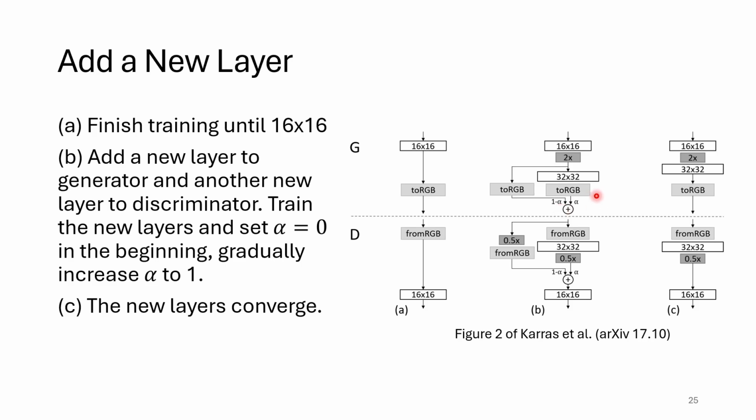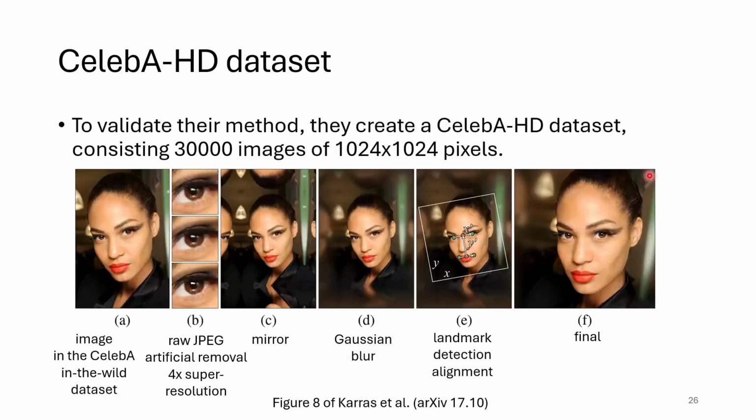What does it mean? It gradually updates the parameters in the 32 by 32 layers. That's the reason this is called Progressive GAN, because they train those parameters in a progressive approach. And then when the 32 by 32 layer is stable, they will train the next layer.